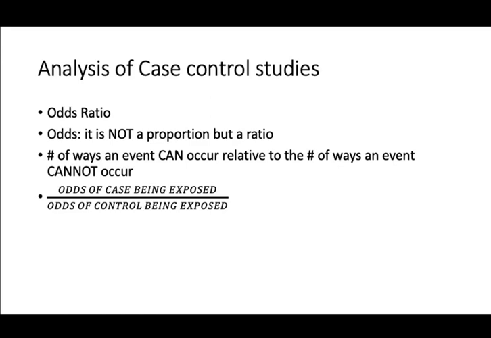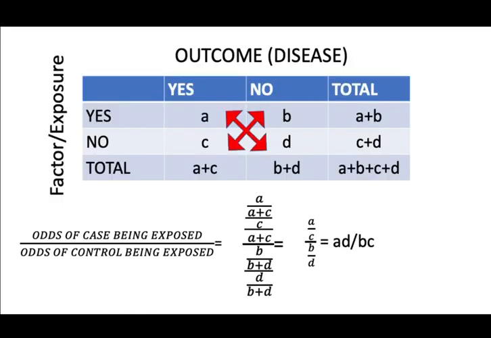As shown, it is computed as follows: odds of case being exposed over odds of control being exposed. Now, substituting it or using the 2x2 table, we will end up with the following equation. Now, it is AD over BC.